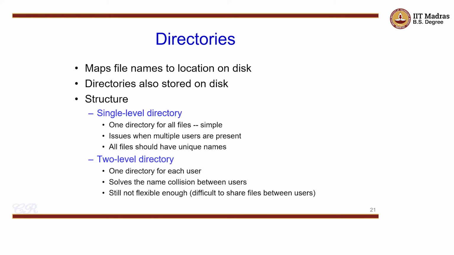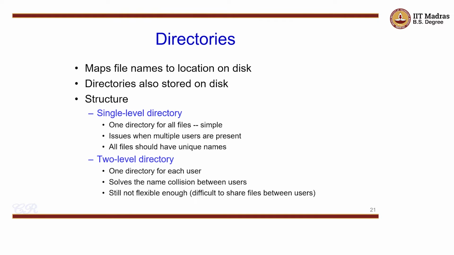So single level directory essentially is the simplest form, where there is just one directory and all the files are present in that particular directory. So these could result in problems, especially when there are multiple users present. Multiple users may end up creating files within the same directory which have the same file name, and this could create a problem while trying to open files for access, right? And thus a restriction with a single level directory is that all the files should have unique names.